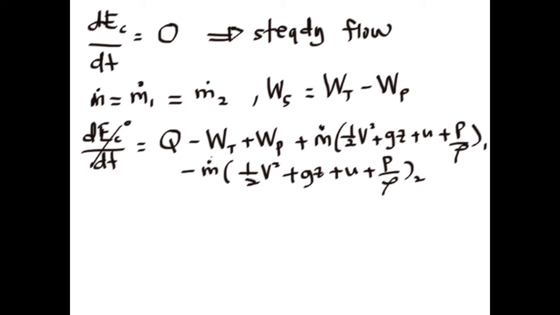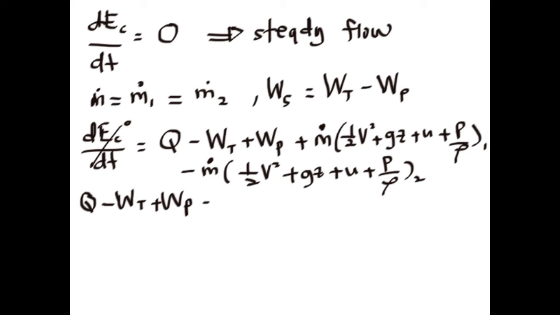Alright, so if I want to rearrange this, I want to divide everything by the mass flow rate, because I want to make everything be in specific form. So I rearrange this and I got Q minus Wt plus Wp.